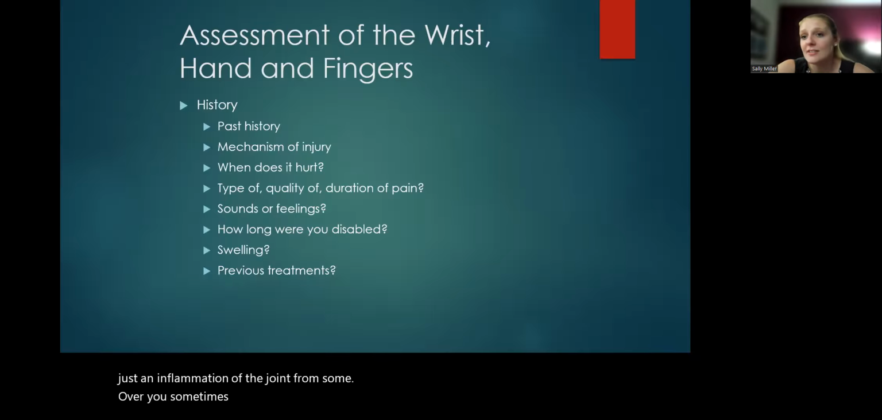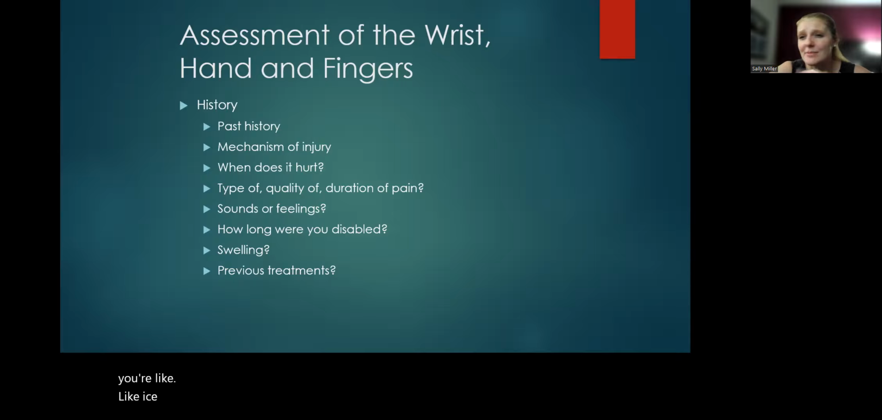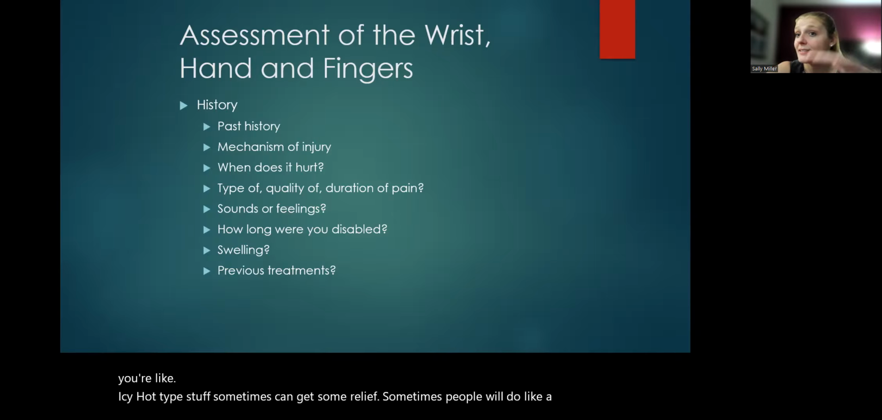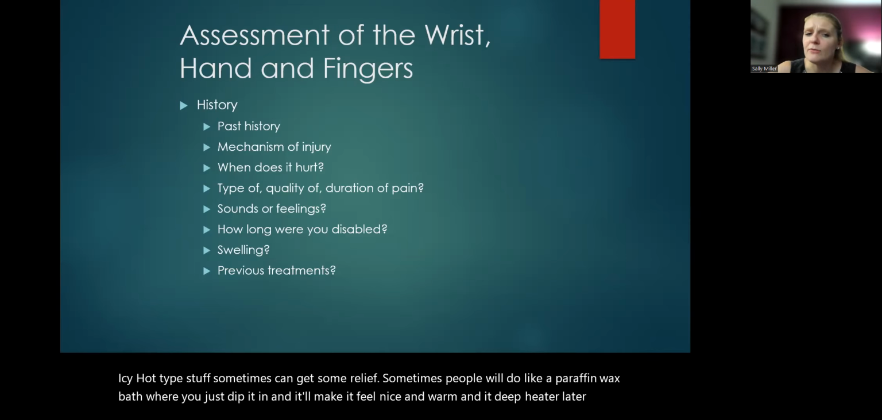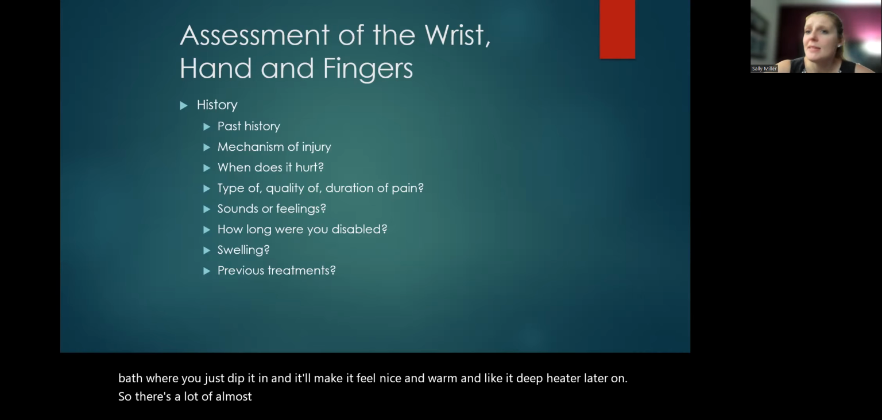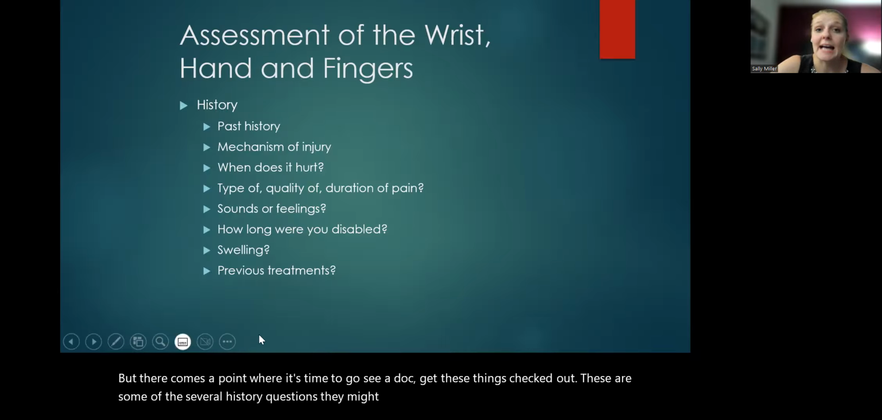There's a lot of medications that can be ingested or put on topically. So your Icy Hot type stuff sometimes can get some relief. Sometimes people will do a paraffin wax bath where you just dip it in and it'll make it feel nice and warm, like a deep heater. So there's a lot of almost quick treatments that anyone can do on their own for arthritis pain, but there comes a point where it's time to go see a doc, get these things checked out. These are some of the several history questions they might really want to ask.